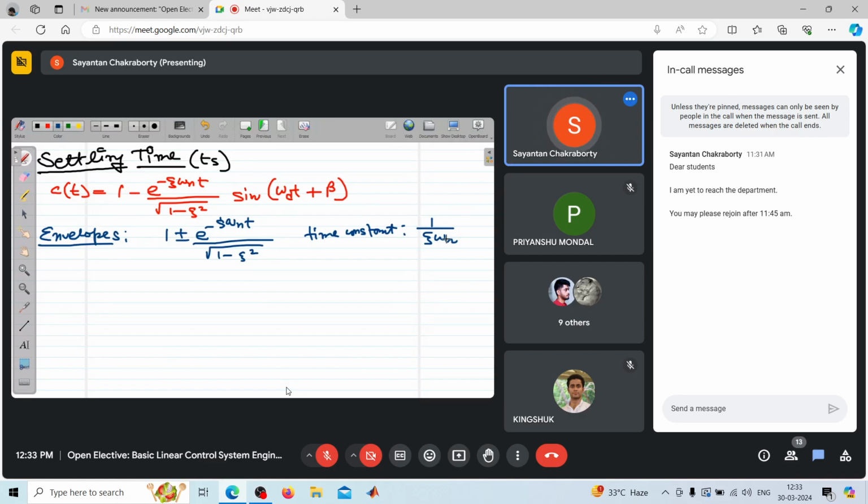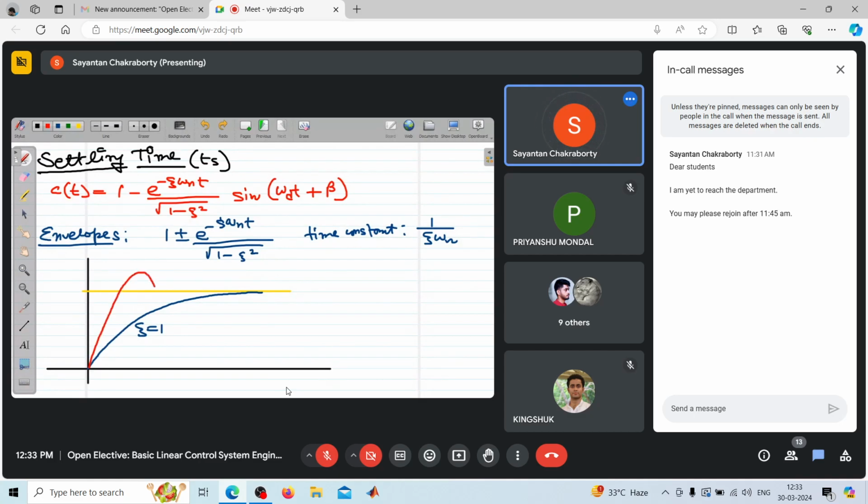Now comes the question. I've asked you the question that, given a system, zeta is equal to 1, in your opinion, whether a critically damped response will be the fastest or, sorry, an underdamped response will be the quickest.